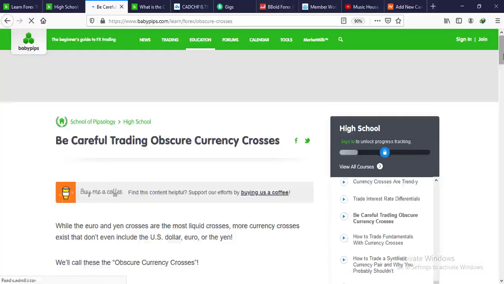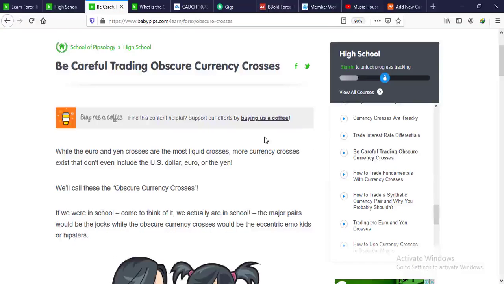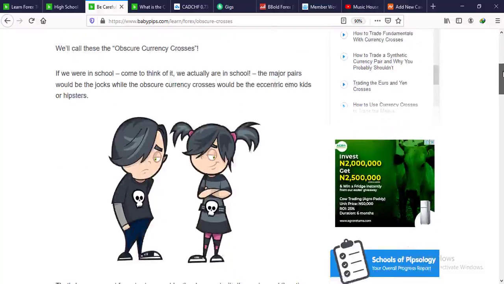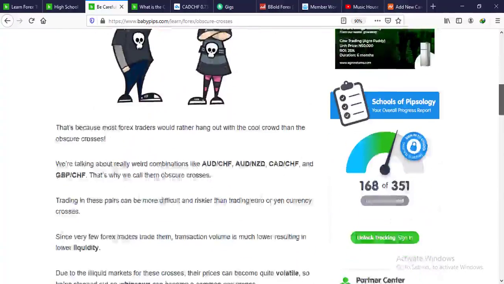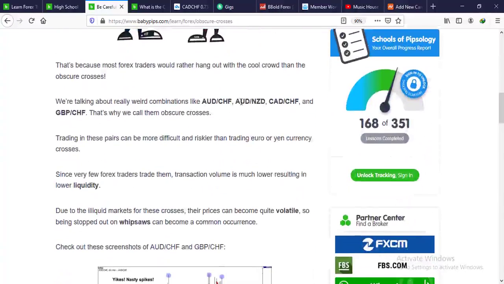Why should we be careful while trading obscure currency crosses, or what's involved? While the euro and the yen are the most liquid crosses, more currency crosses exist that don't even include the euro, US dollar, or even the Japanese yen, and that's why they are called currency crosses. So it is important for us to be careful, because these crosses include the AUD CHF, AUD NZD, CAD CHF, and GBP CHF.